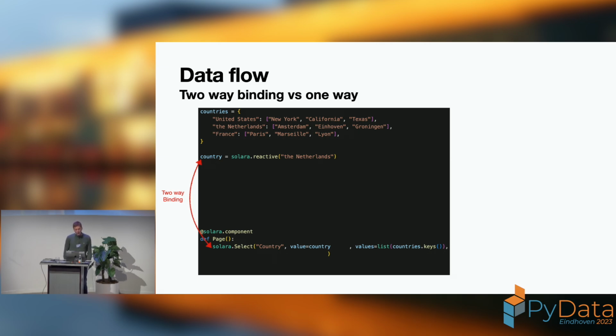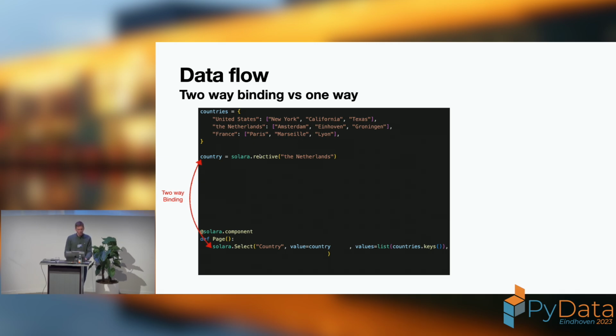I want to talk a little bit about data flow, because I think this is also really important to think about inconsistent state. So imagine we have a dictionary containing the countries and the cities in that country.